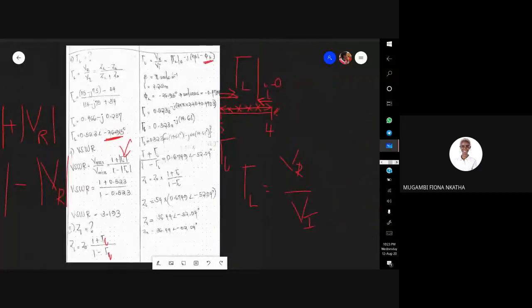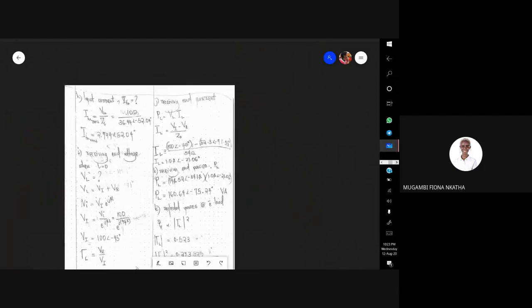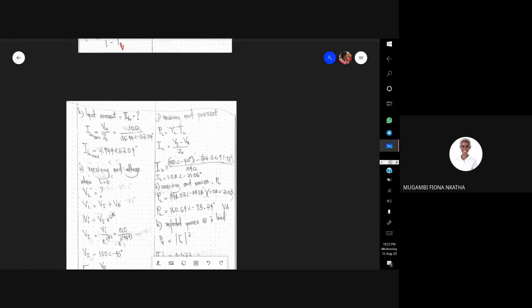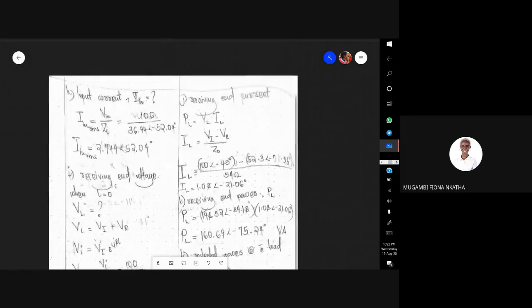So now what else? Input impedance. Okay, so now input current. When you are asked for the input current, you take the VRMS value. They said the source voltage is 100 VRMS. So you'll say 100 divided by the Z small l, the input impedance at any point. Then you'll find your input current RMS is that.